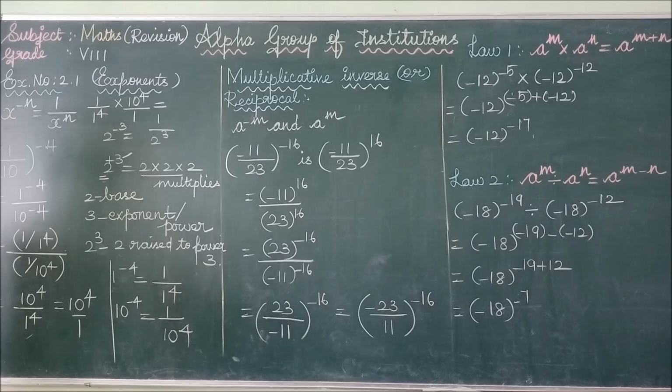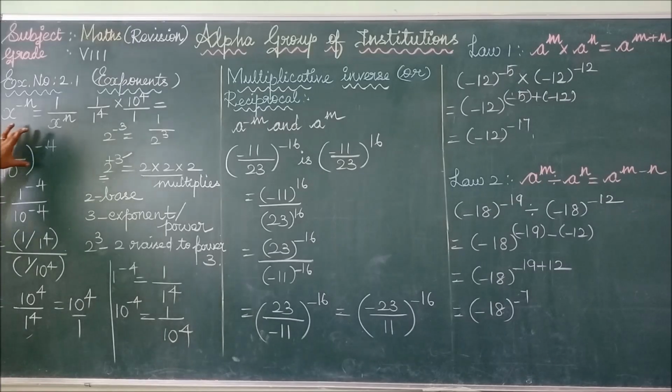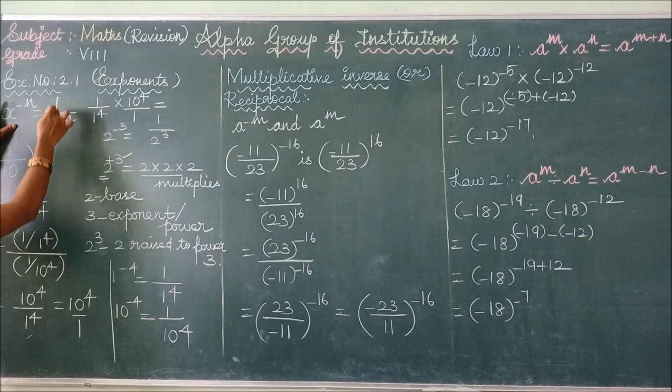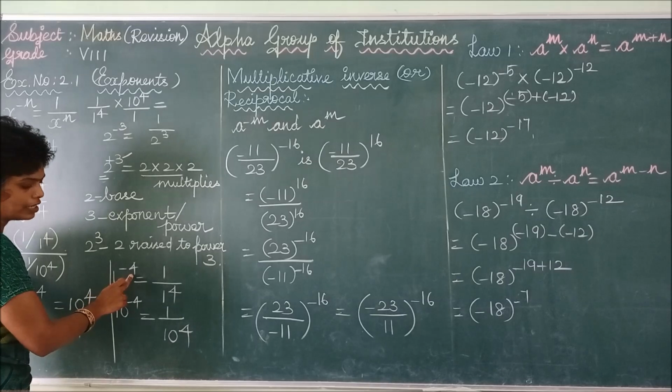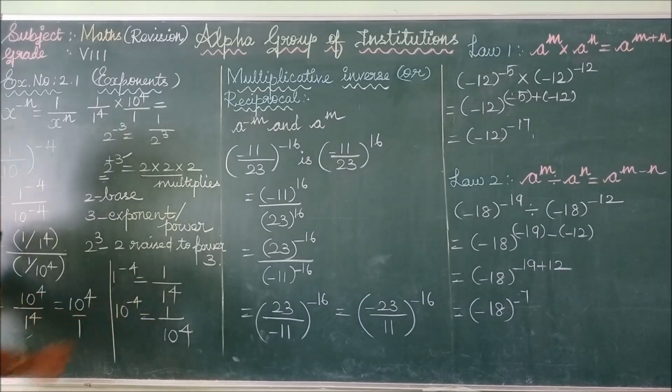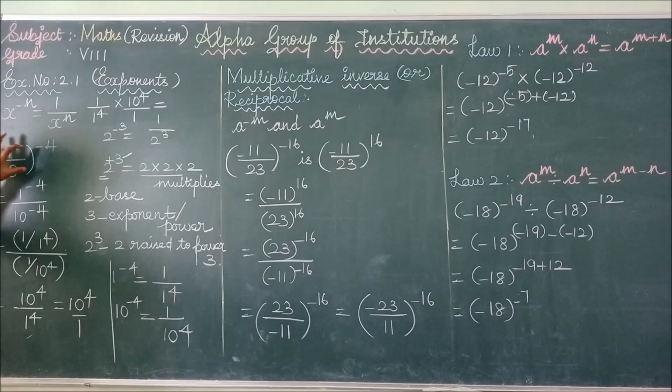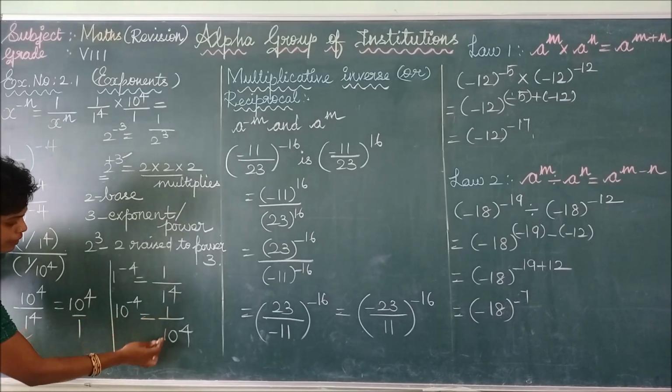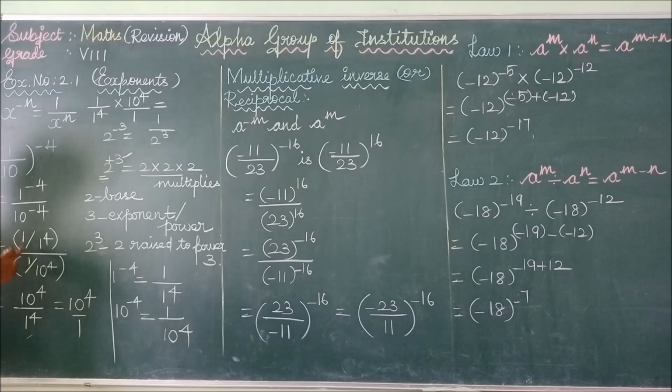Listen carefully. If they ask you to evaluate this one, you can do it this way. Apply the powers inside and separate that one. So applying the powers: 1 power minus 4 and 10 power minus 4. How can you write this 1 power minus 4? Using this value, x power minus n means 1 divided by x power n. Similarly, 1 to the power minus 4 means 1 divided by 1 to the power 4. Next, 10 to the power minus 4 means 1 divided by 10 to the power 4. That is what I have split and written here.